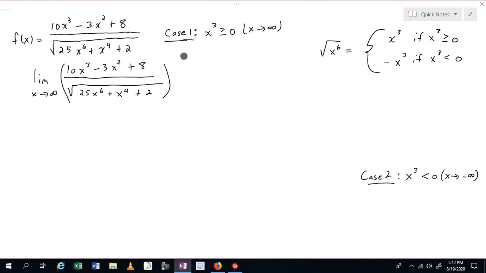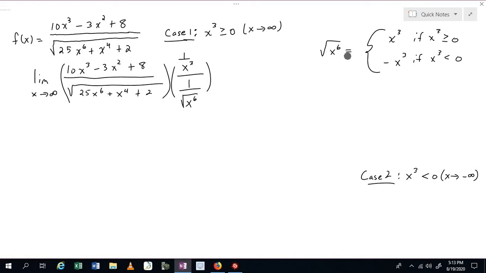What we're going to do is multiply the top and the bottom by 1 over x cubed, except on the bottom, I'm not going to write it as 1 over x cubed. I'm going to write it as 1 over the square root of x to the 6th, which in this particular case, case 1, happens to be equal to 1 over x cubed. And let me show you why.